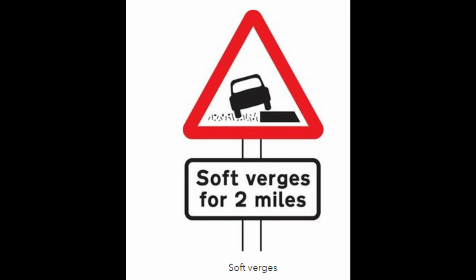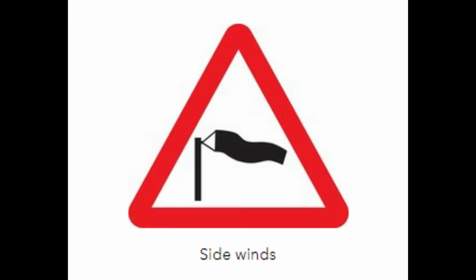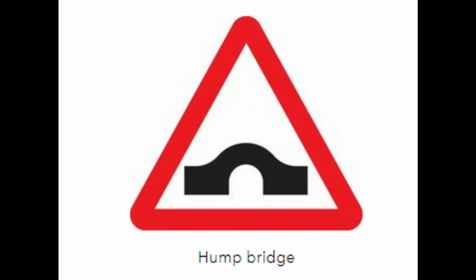Soft verges for 2 miles. Side winds. For cars towing a trailer or a caravan, you have to be wary of side winds. They sometimes cause a lot of disturbance on the road while driving. So if you see this sign, that means you have to slow down and be wary of crosswinds. Hump bridge ahead.